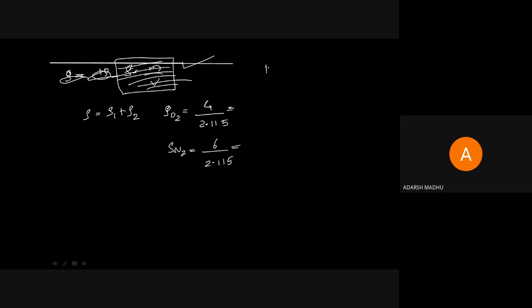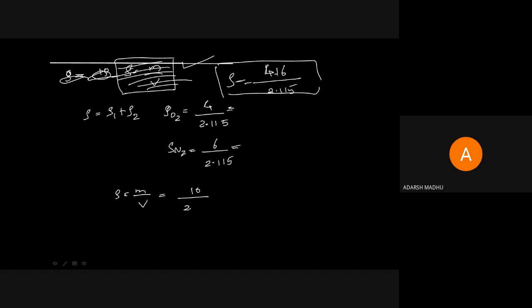Total mass is 4 plus 6 divided by 2.115. Okay, we can use this equation. First equation, rho equal to mass by volume equal to 10 divided by 2.115, which is 4.728 kilogram per meter cube.